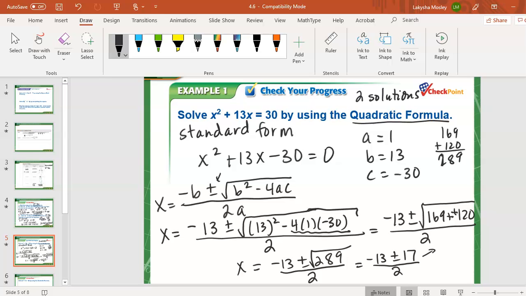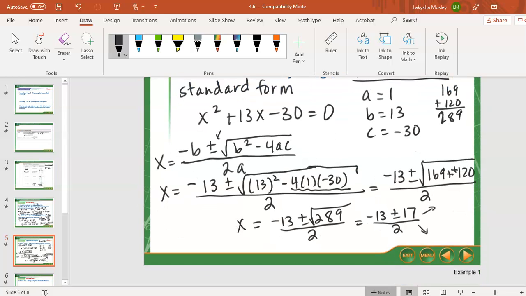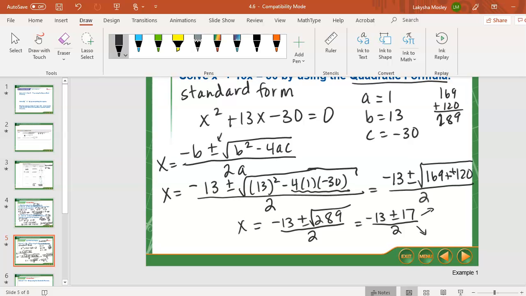I'm going to try to squeeze this in the best I can. Okay? So one solution is negative 13 plus 17 over 2. The other one is negative 13 minus 17 over 2. I know I wrote really big, guys, I'm sorry. So I'm going to put my answers right over here on the side and box it.